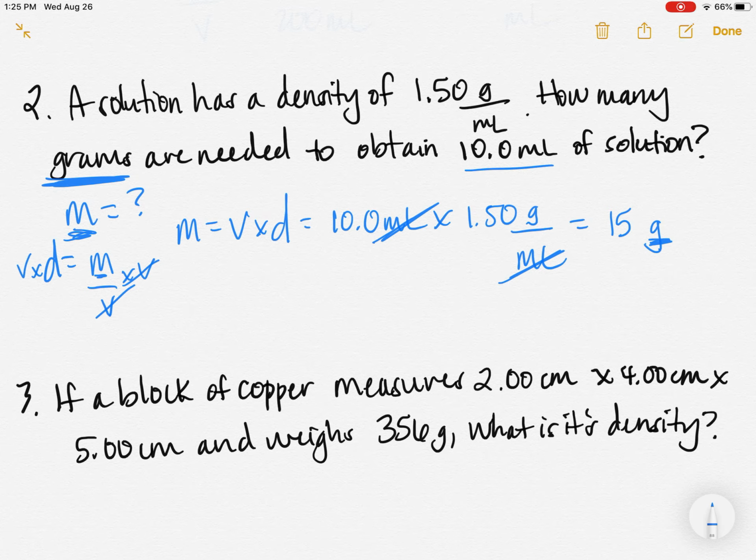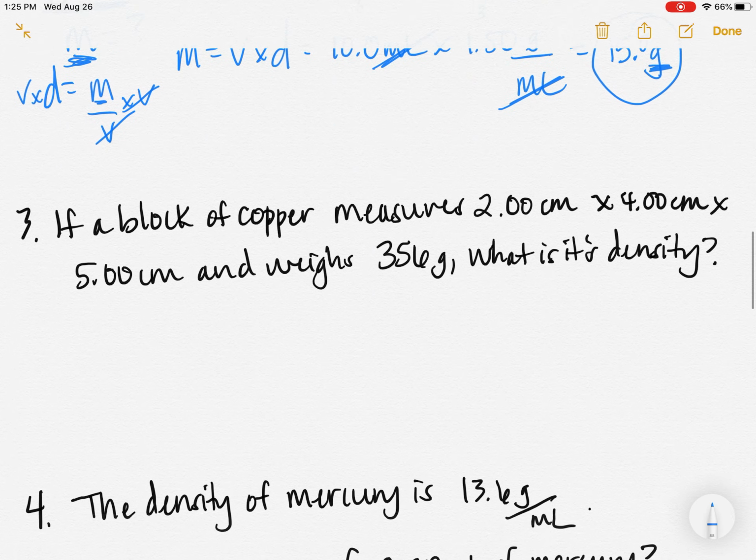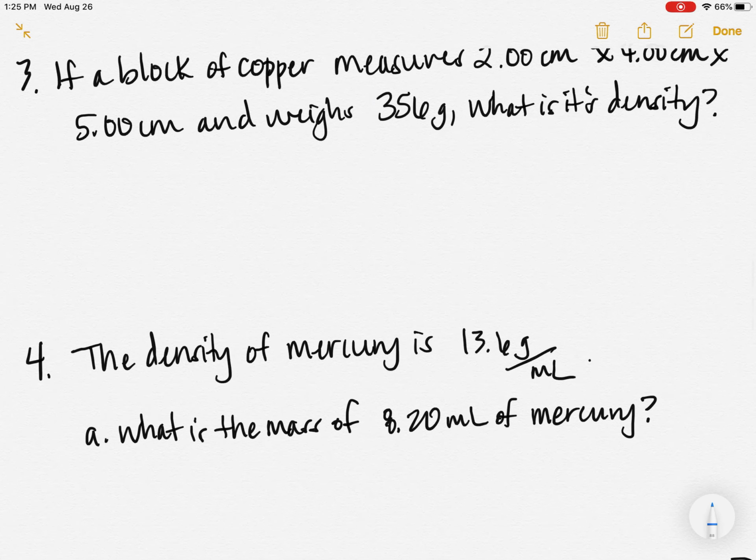However, let's talk about sig figs. I'm multiplying, so smallest number of sig figs. 10.0 has 3. 1.50 has 3, which means my final answer needs to have 3. So I need to add a 0.0 to my final answer. So final answer, 15.0 grams.